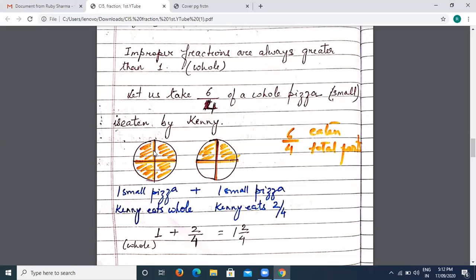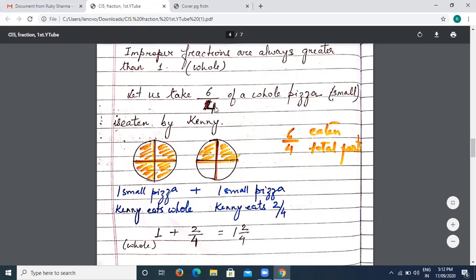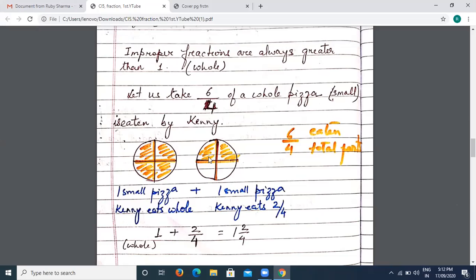That means what? 1 whole pizza plus 2 by 4. So 1 plus 2 by 4 can be written as 1 2 by 4. Now this and 6 by 4 are the same thing. We will come to know later on that 6 by 4 and 1 2 by 4 are the same thing. And here, what are we getting? We are getting more than 1. So improper fractions are either equal to 1 when numerator and denominator are the same, or greater than 1.